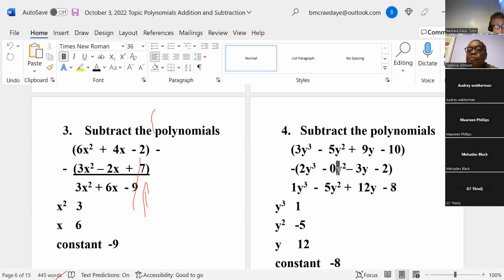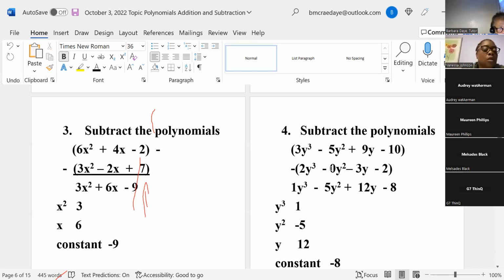What I said is, if you're looking at your terms here that you're subtracting, or even adding, the same thing holds. Just because you have a y to the third and a y to the second and a y and a constant, you may not have every variable power in the second polynomial, because the second one did not have a y to the second.